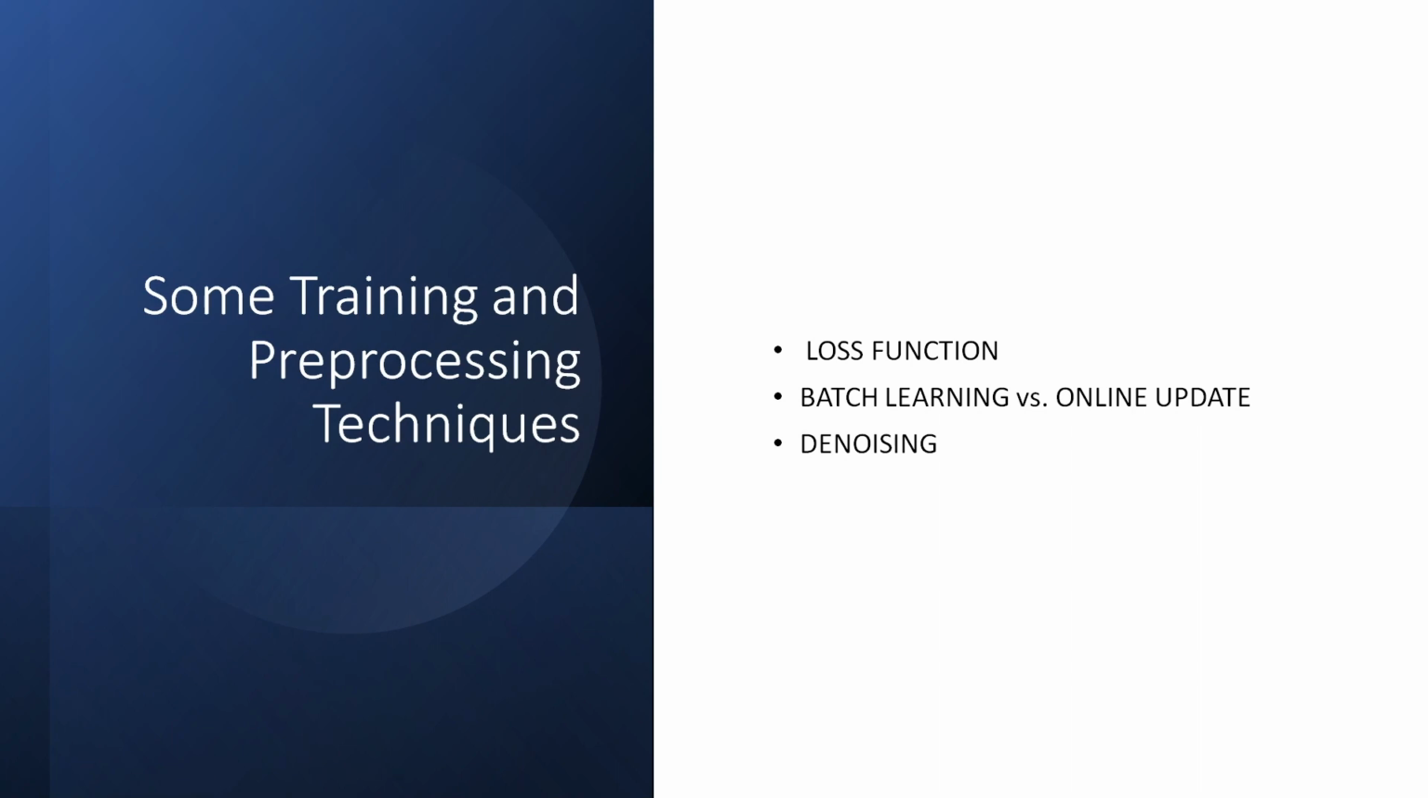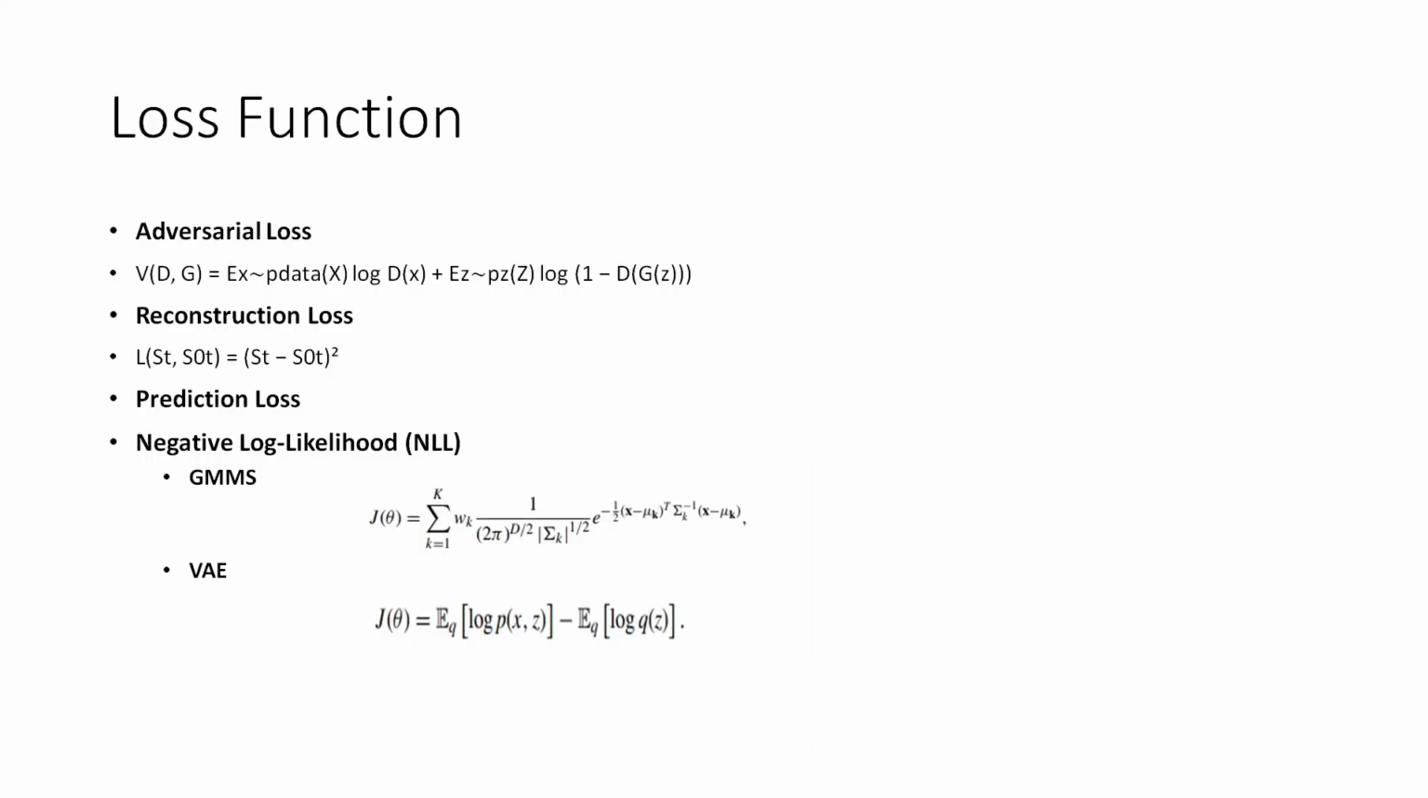Now let's see some training and preprocessing techniques. Here are three techniques we'll discuss. The first is loss function, the second is batch learning versus online update, and the third is denoising. So first let's talk about loss function. Here you can see many types of losses.